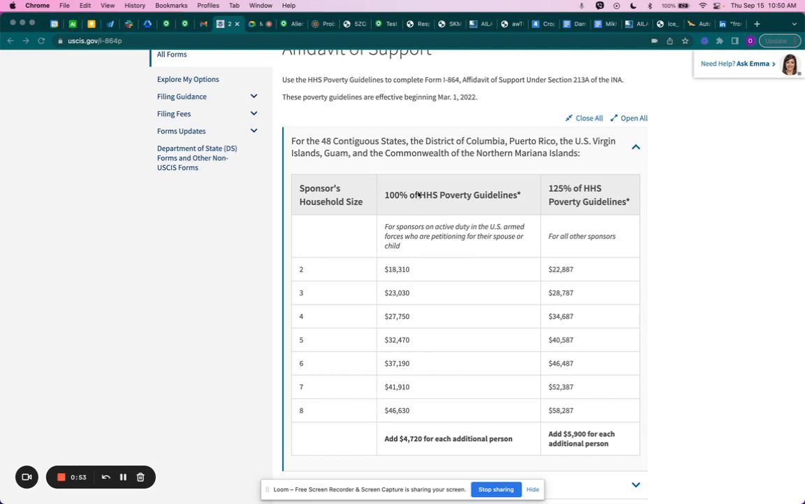These are typically for U.S. Armed Forces members. The 125% is what applies to most people. It depends on the size of your household. If you're the petitioner, say a couple where the petitioner is a U.S. citizen and the spouse is the foreign immigrant you are sponsoring, that would be a household size of 2. So it would be 22,887.